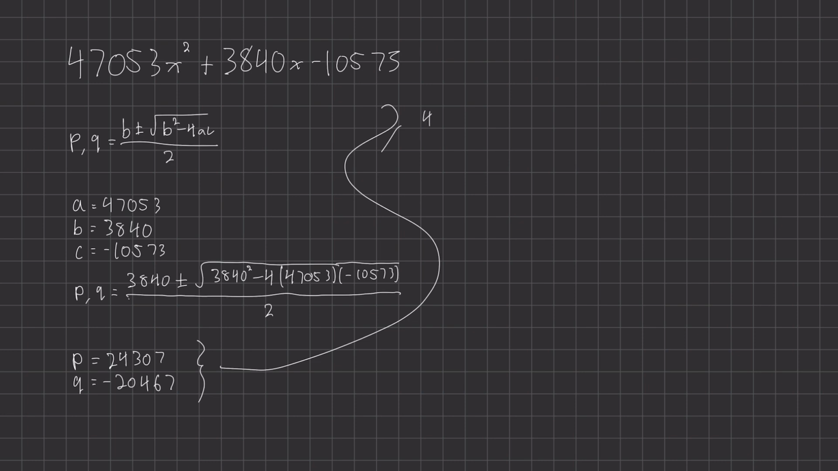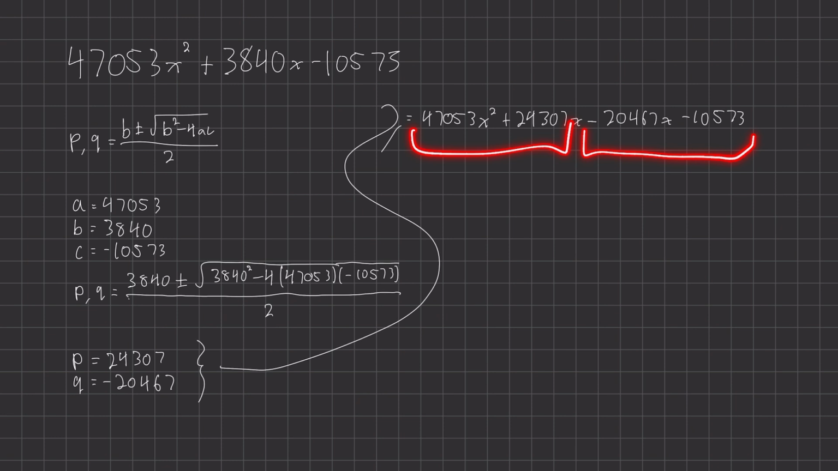Now, with these two numbers, we can rewrite the b term. So now we can rewrite it as 47,053x squared plus 24,307x minus 20,467x minus 10,573. And now, like if we're factoring a simpler trinomial, we want to find the greatest common factor between these two numbers and then between these two numbers.